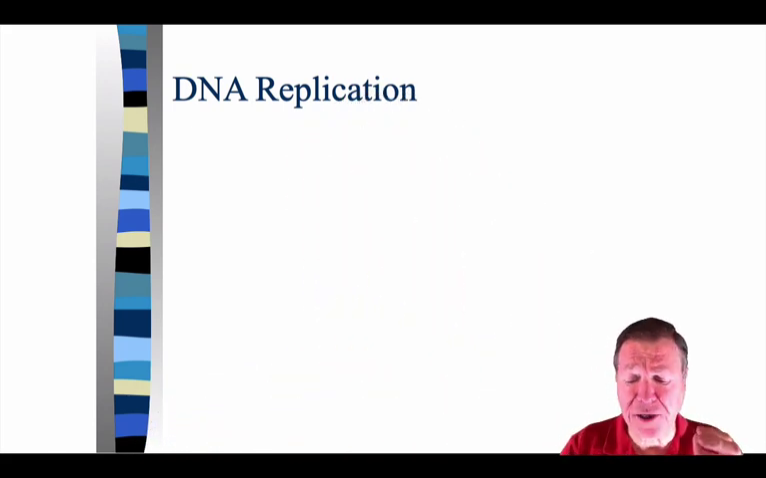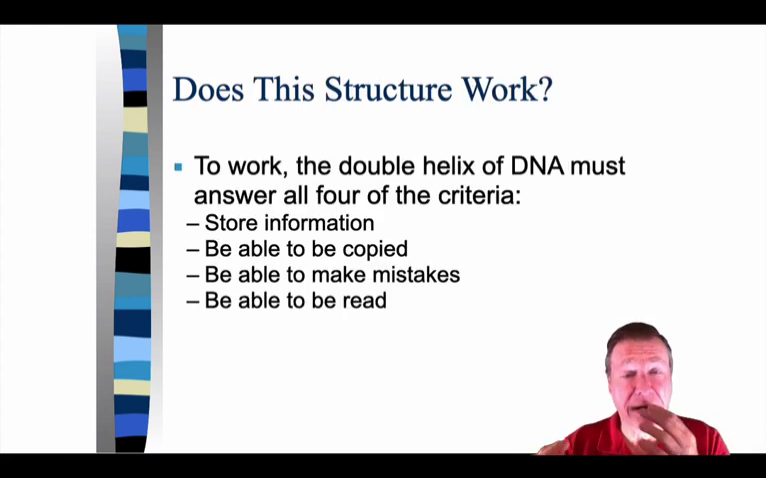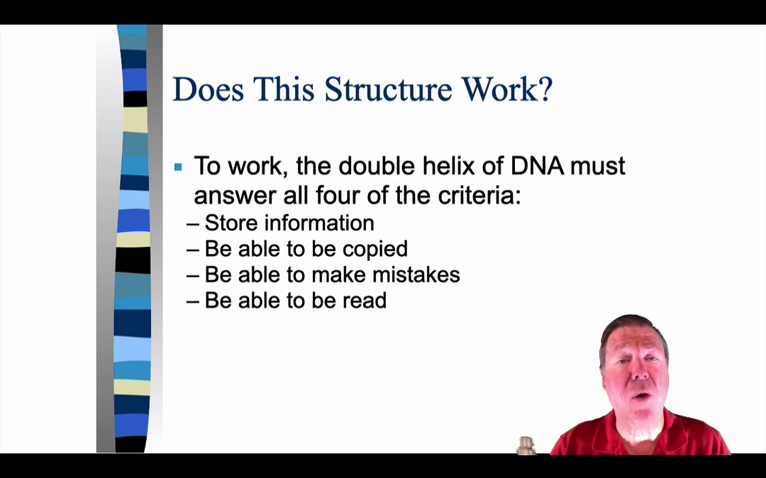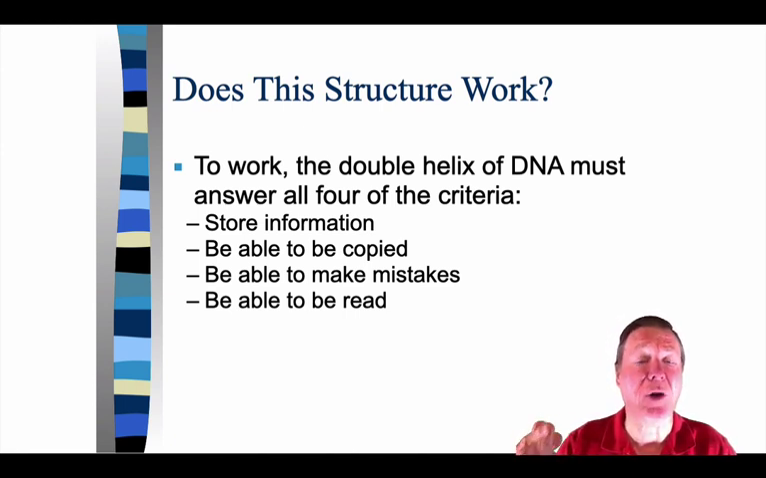So before this, we've talked about the structure of DNA. We talked about what it had to do, what Watson and Crick knew it had to do. It had to be able to store information, it had to be able to copy, it had to be able to make mistakes, and it had to be able to be read.